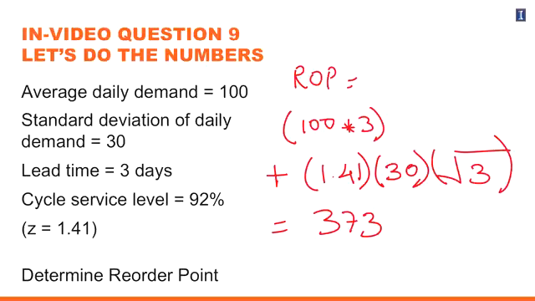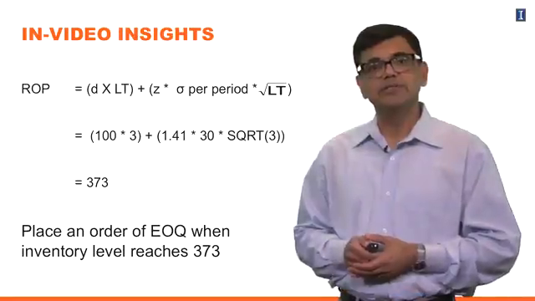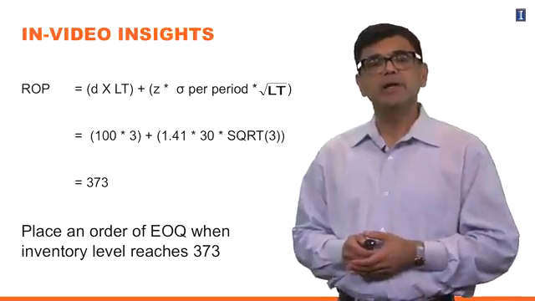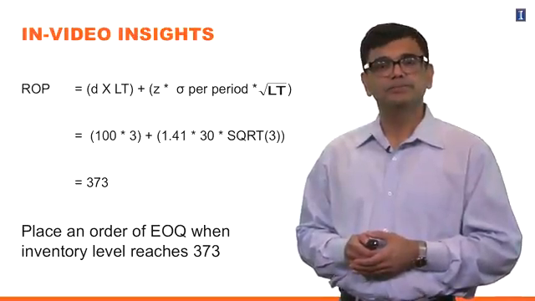So what is this telling us? It's telling us that every time your inventory reaches a level of 373, if you are using the continuous replenishment system for inventory management, you will place an order which is going to be equal to the economic order quantity. So you reach a level of 373, you place an order of economic order quantity. And here you have the complete solution given to you in clear type. So 373 is your reorder point.